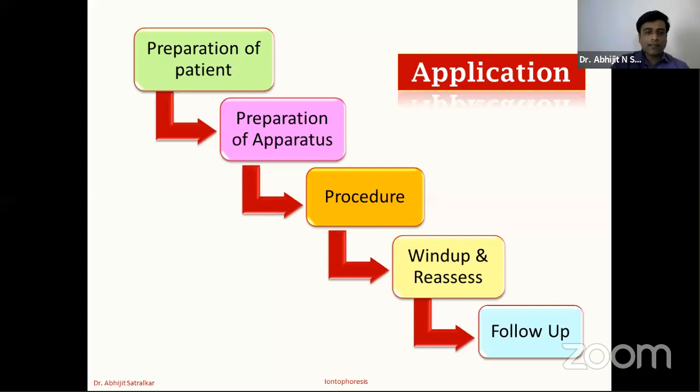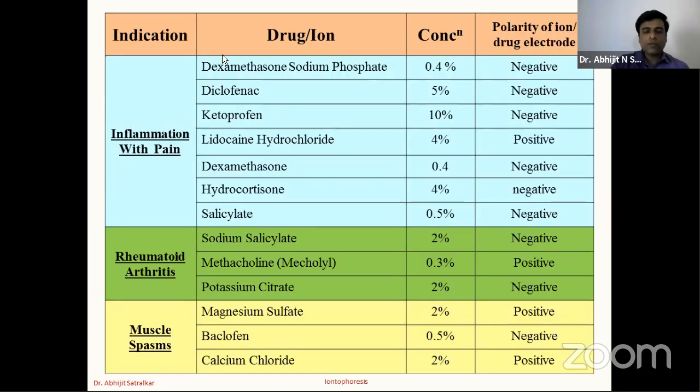Next, coming to the common indications and drugs used, for inflammation with pain, we can use dexamethasone sodium phosphate with 0.4% concentration, placed under the negative electrode. Similarly, diclofenac 5% under negative, ketoprofen 10% under the negative, lidocaine hydrochloride 4% under the positive, dexamethasone 0.4% under the negative, hydrocortisone 4% under the negative, salicylate 0.5% under the negative. For the drugs used, sodium salicylate, methacholine, and sodium citrate with 2%, 0.3%, and 2% concentration respectively. Sodium salicylate is placed under negative, methacholine under the positive, sodium citrate under the negative electrode.